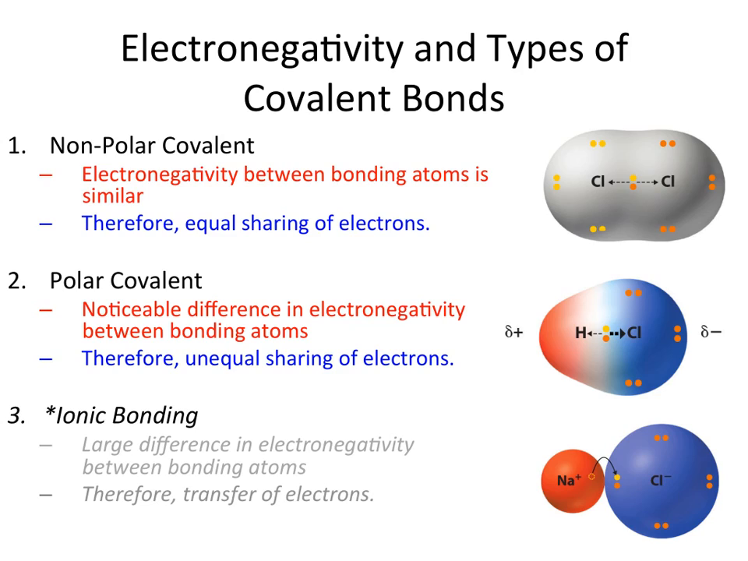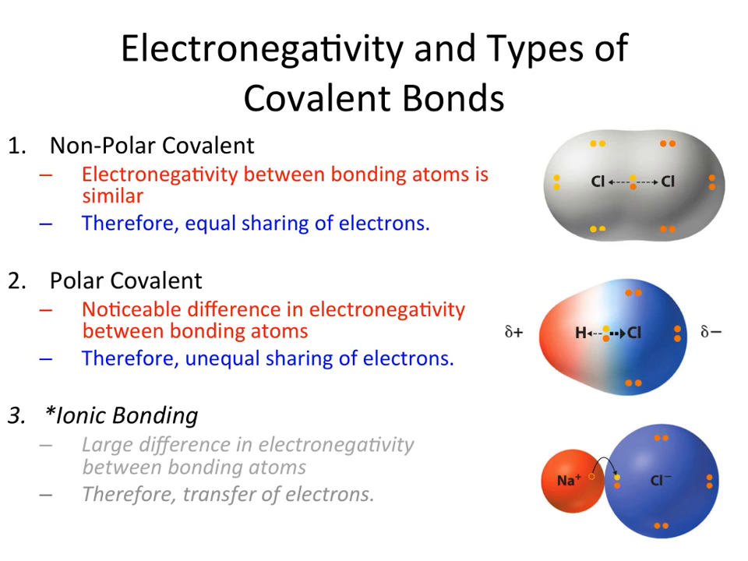Now, when it comes to the types of bonds, we actually have 2 main types of covalent bonds. We have polar and we have nonpolar, and it all has to do with the electronegativity between bonding atoms. So even though atoms might be involved in a covalent bond and they're sharing electrons, we have to look a little bit further and see, are they sharing it evenly or not?